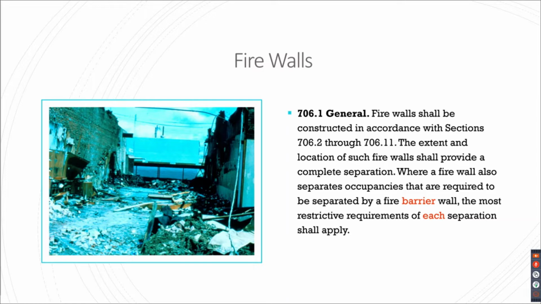So the general section for firewalls says firewalls shall be constructed in accordance with 706.2 through 706.11. The extent and location of such firewall shall provide a complete separation. Where a firewall also separates occupancies that are required to be separated by a fire barrier wall, the most restrictive requirements of each separation shall apply. So yes, even though 702 already told us that when you have multiple wall types, the requirements for each apply, and the most stringent, of course, has to be there, the firewall section wants you to hear it again.